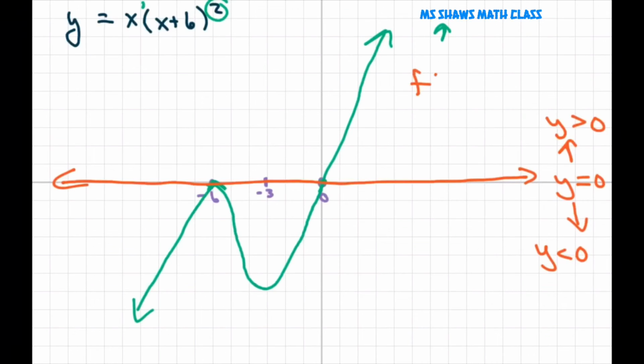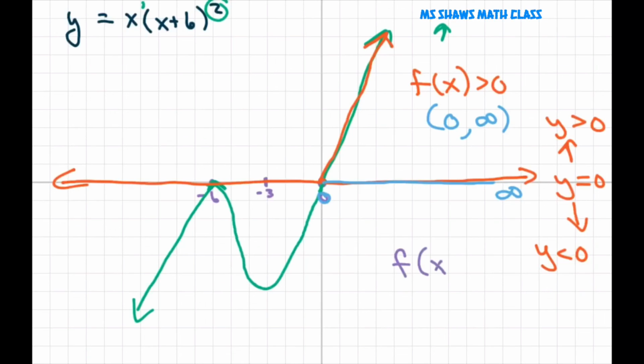So instead of y, we'll say f of x. Where is f of x positive? The only place it's positive is right through here. That is from 0 to infinity. You're looking at your x values. Now where is f of x negative? That means the graph falls below the axis, and that's this part of the curve. So that's going from negative infinity to 0.